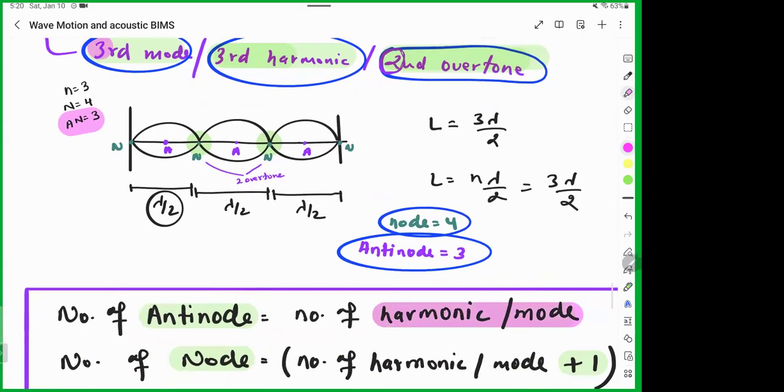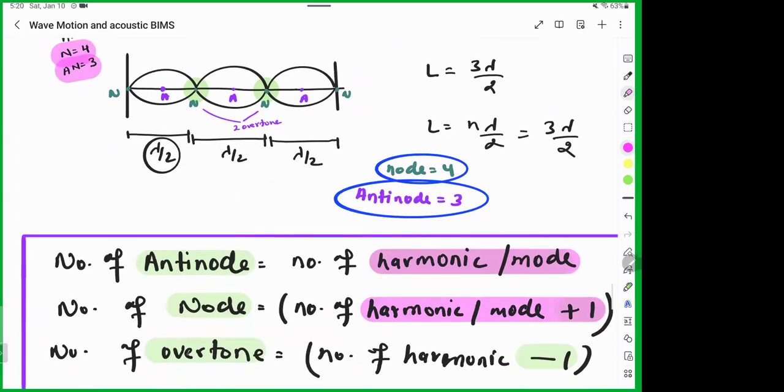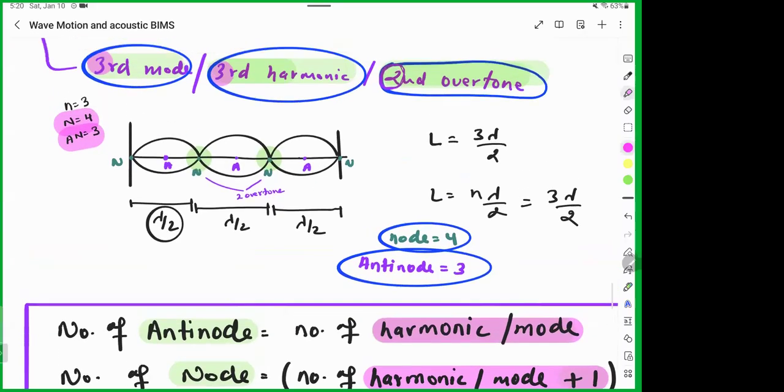Your node value, whatever your harmonic, is one extra. Example, the harmonic was third, but the node value is 4, one extra. Correct. Overtone, whatever is your harmonic, is one less. Example, in this case, overtone is second, one less than the harmonic.